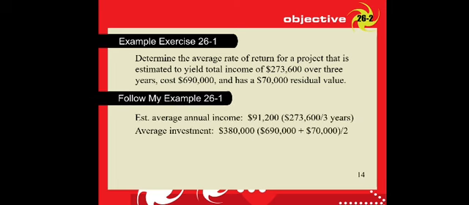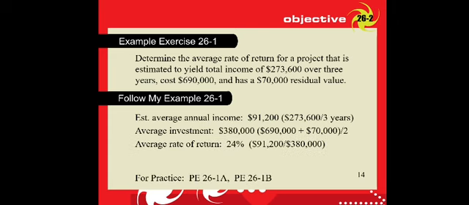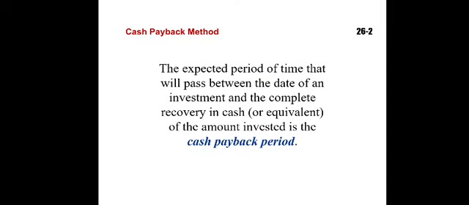the average investment. How to calculate the average investment? The average investment is the cost of the fixed asset plus residual value, divided by 2. So for this scenario, the average investment is $380,000. So how much is the average rate of return? The average rate of return is 24%. Just remember, you have to use the formula.